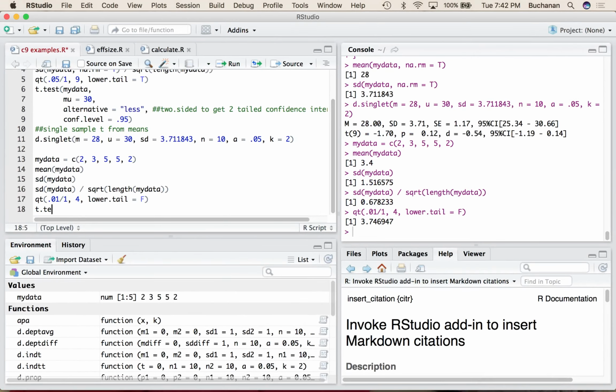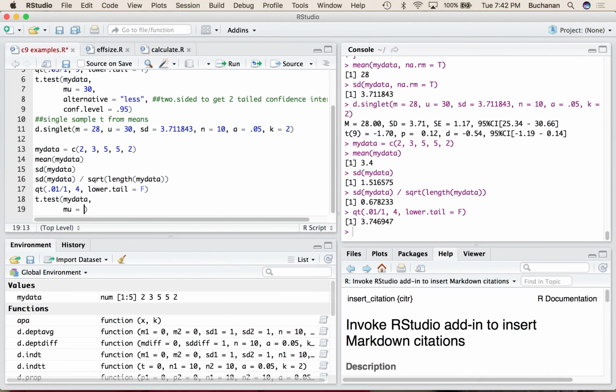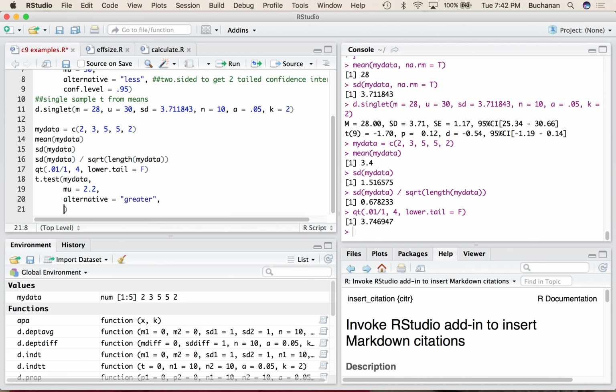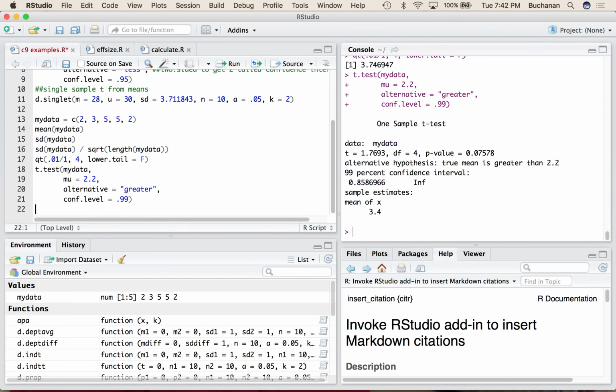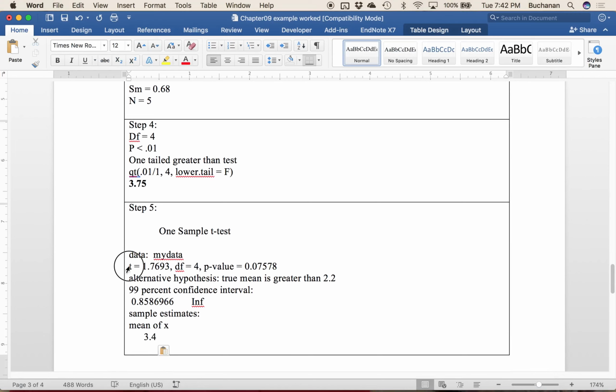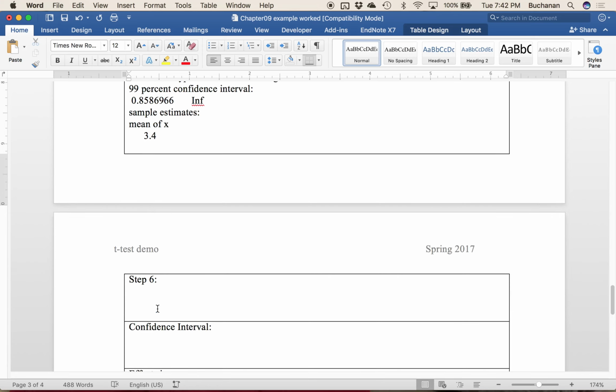Now we can calculate t by doing t.test of my data. Mu is 2.2. Our alternative here is greater. And conf level is 0.99 in this case. So this is one option. I think the other option's a little easier, but whatever floats your boat. So t in this case is only 1.77. But my degrees of freedom are 4. I've gotten that correct. And so I'm not close at all. Right? So I would fail to reject in this step.